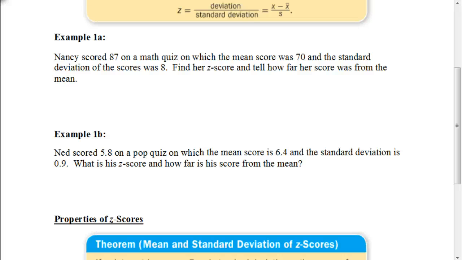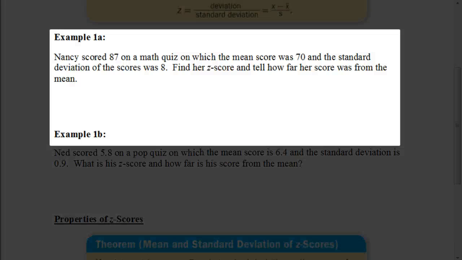Okay, in this first example, it says Nancy scored an 87 on a math quiz on which the mean score was 70 and the standard deviation of the scores was 8. So we want to figure out what is her z-score and tell how far her score was from the mean. Remember, the formula we're using is x minus the mean divided by the standard deviation. In this case, her score was 87. So we're going to subtract from 87 the mean score, which is 70. Obviously 87 minus 70 would be 17, and divide that by the standard deviation, which is 8.